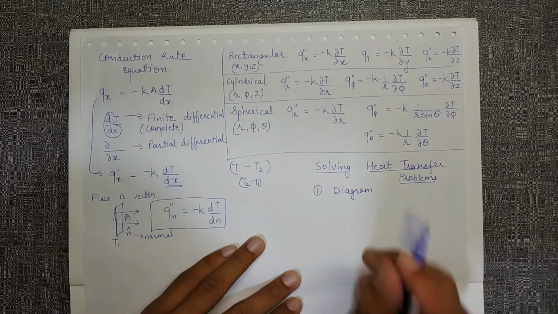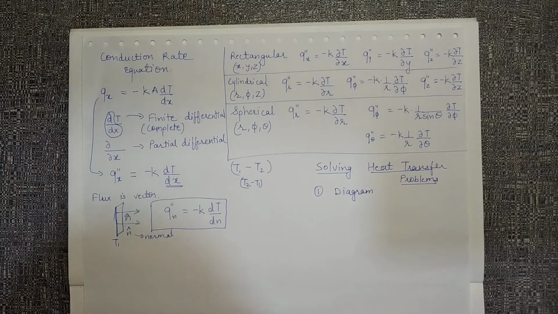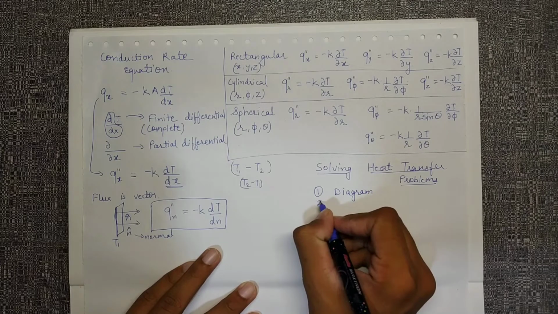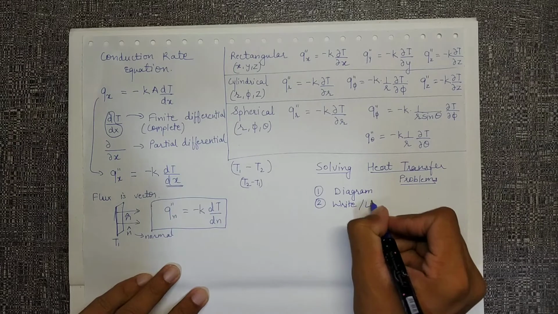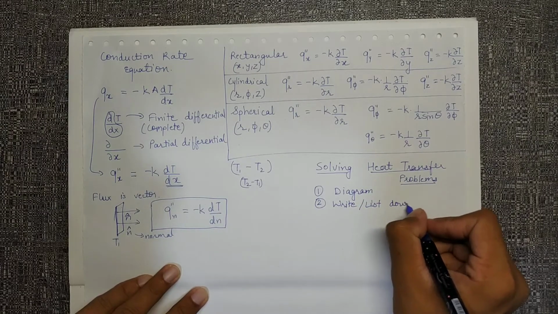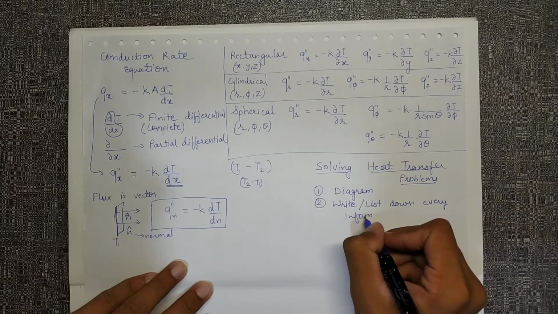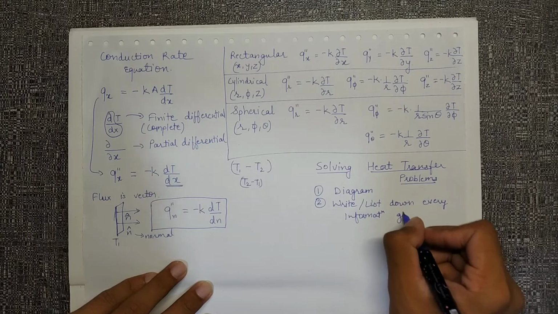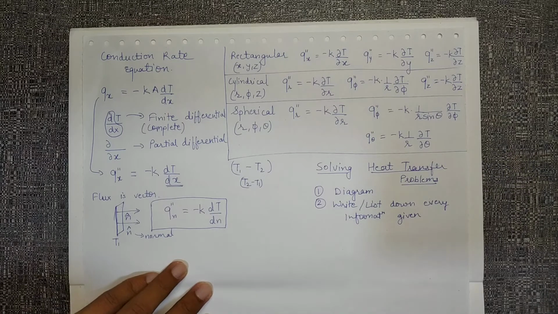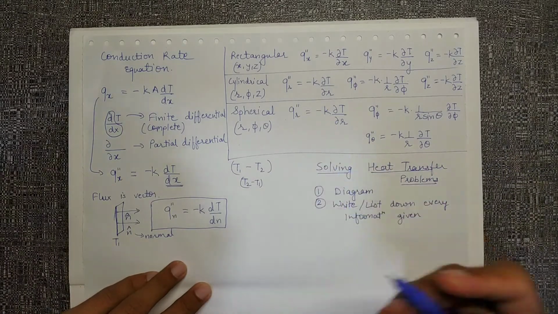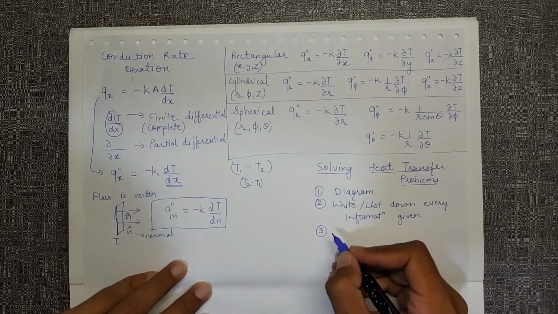That's what I followed when I solved 2 questions in the first chapter, at the ending of the first chapter. The second step is to write or list down every piece of information which is given to you. It may be values of material properties, it may be values of temperature, epsilon, K, anything can be given. Write down everything, whatever information is given, with the units.